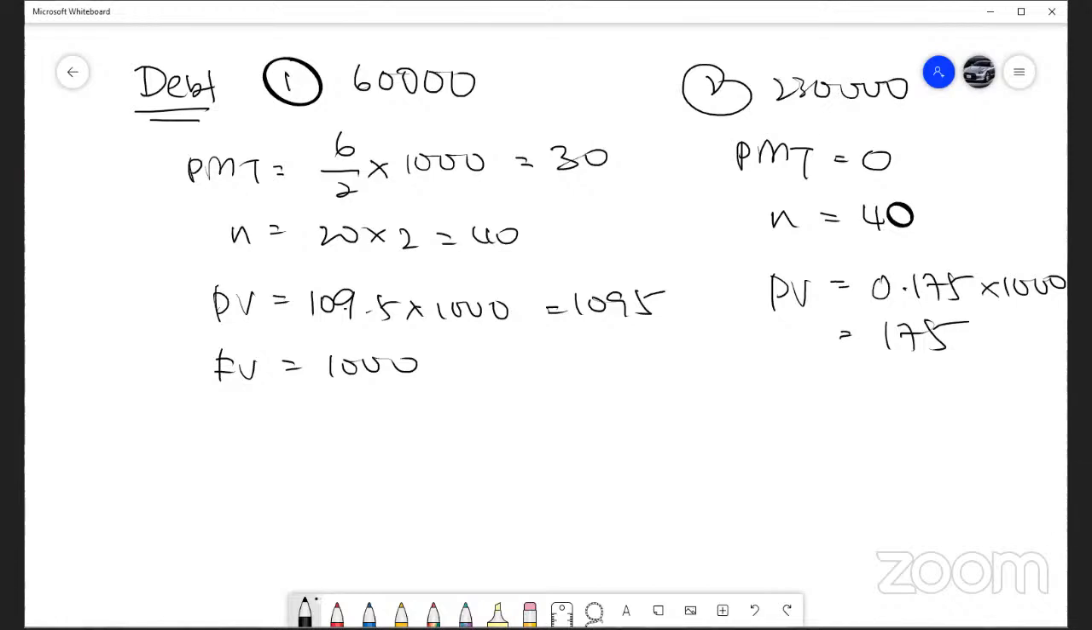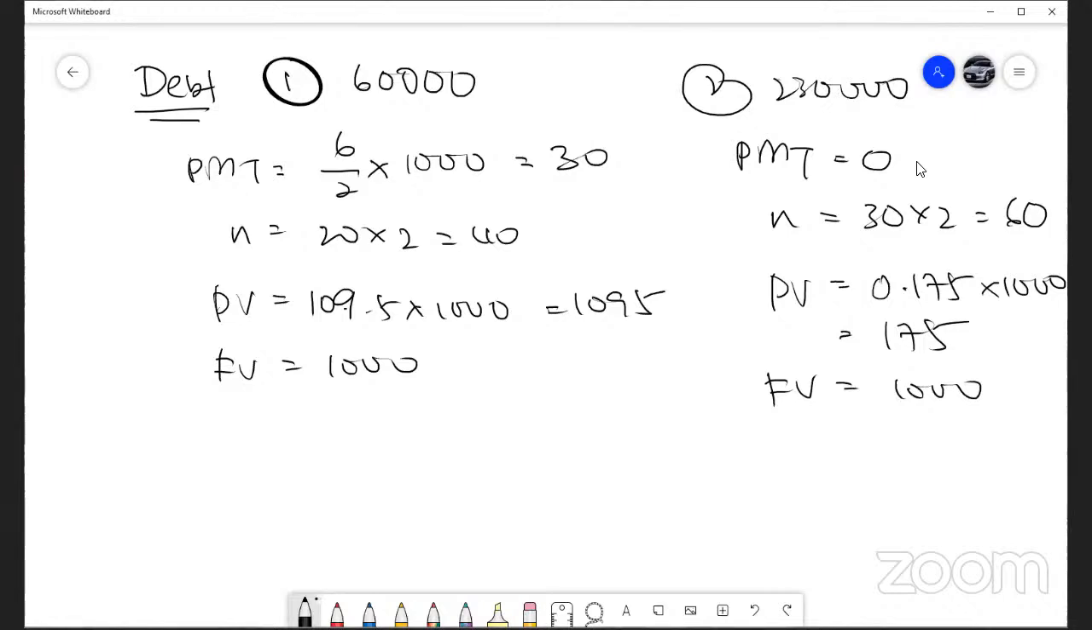And 30 years maturity, no more 40. Sorry, this is my mistake. 30 times 2 equals 60, so 60 periods to maturity. And that's it. This is for your debt information. FV is still 1,000, same. Okay, this is for debt.